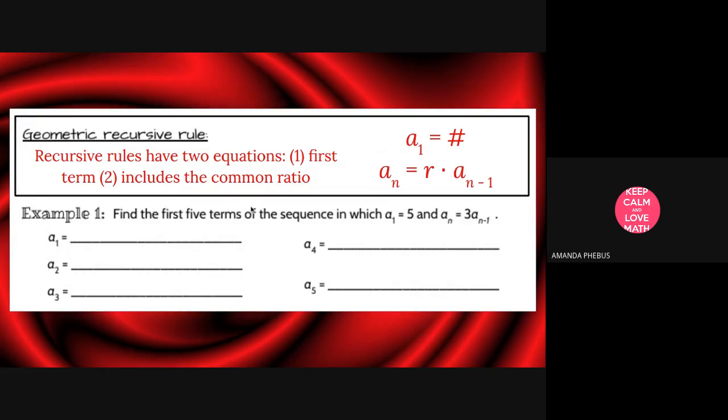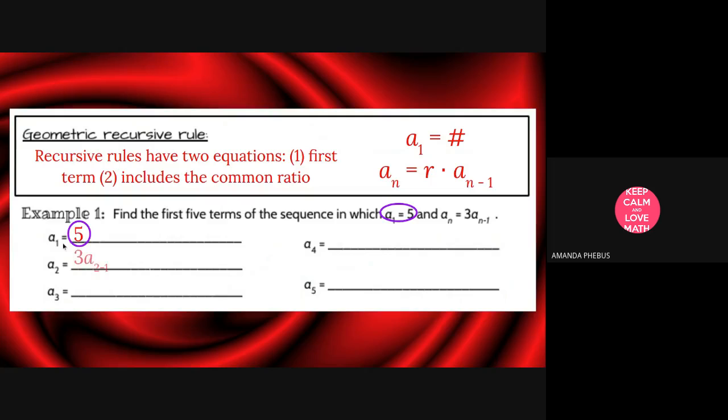So we're going to find the first 5 terms of the sequence in which a sub 1 is 5 and a sub n equals 3 times a sub n minus 1. Again, remember that the hardest part of this is understanding the notation, understanding what this a sub n minus 1 means. So we're going to work a little bit more on that in this problem. So a sub 1 is 5. And why is that 5? Well, it's because they told us that the first number was 5. So because those are both 5s, we know what a sub 1 is.